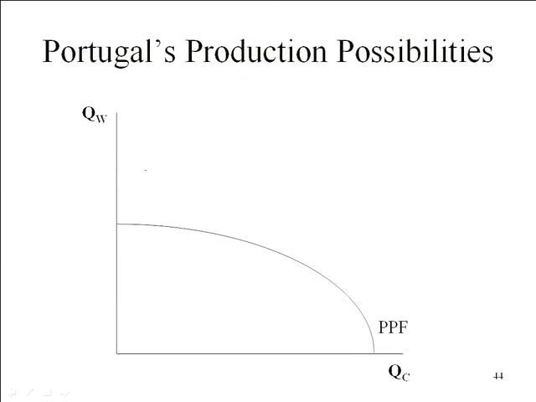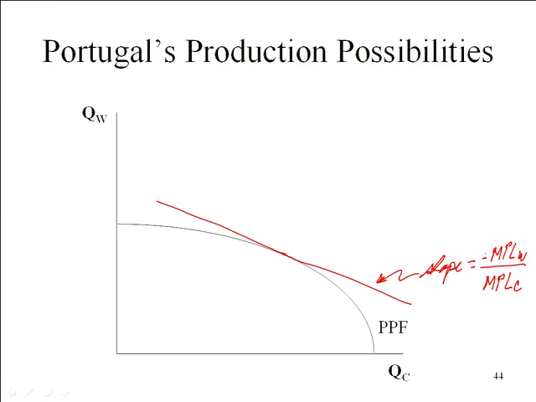The opportunity cost of producing cloth will be the slope of the tangency, which is actually equal to the marginal product of labor in wine minus the marginal product of labor in cloth. And again, notice that that's going to change as you move along the production possibilities frontier. So the opportunity cost is very low when you're producing very little cloth. It's very high when you're producing a lot of cloth.